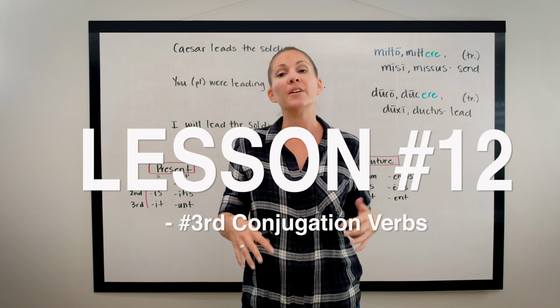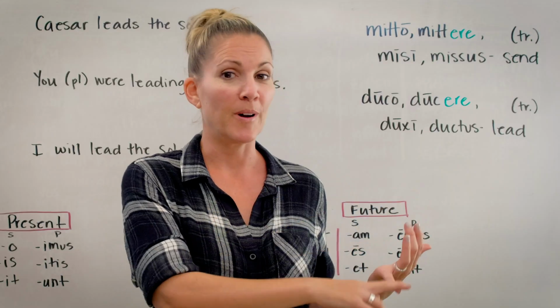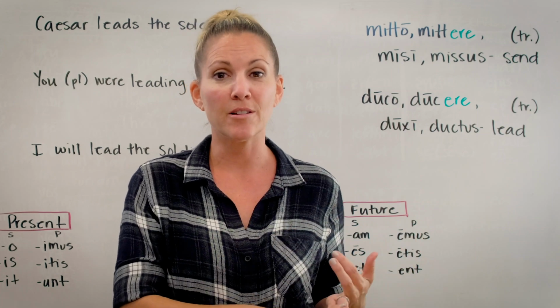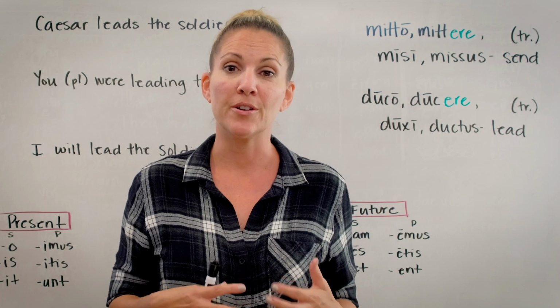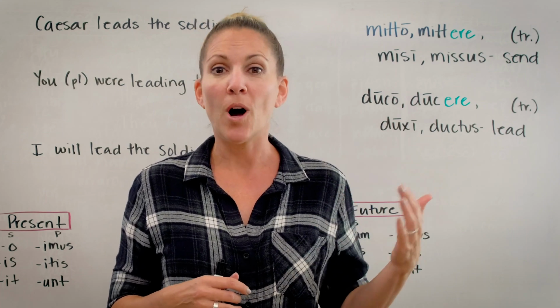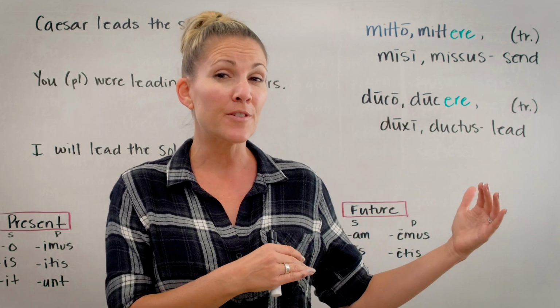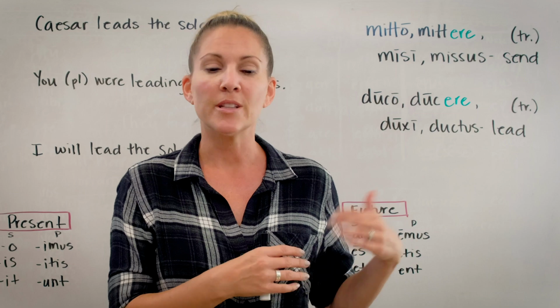So recall that verbs belong to families called conjugations. We've talked about first conjugation verbs, second conjugation verbs. So today we're talking about the family of verbs that belong to the third conjugation. You'll notice as we walk through it, there are both some similarities to the first and second conjugation and some pretty big differences. So let's jump right into it.